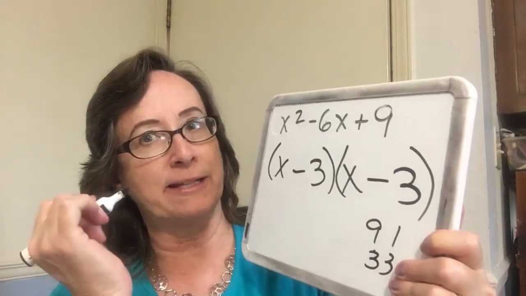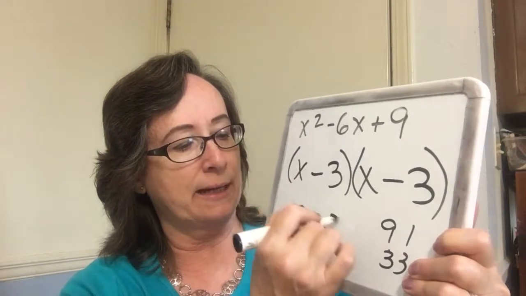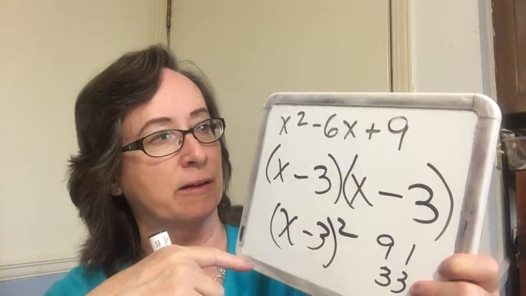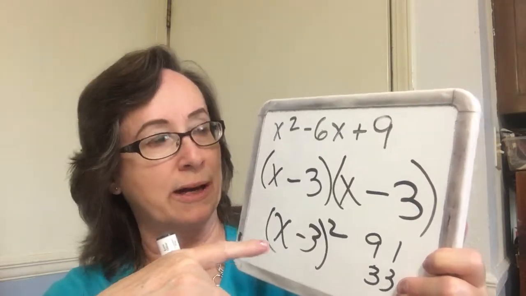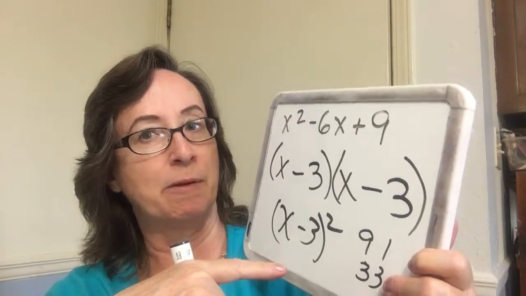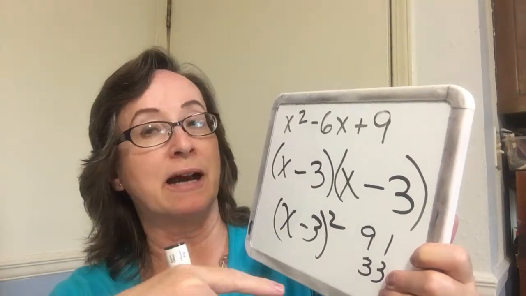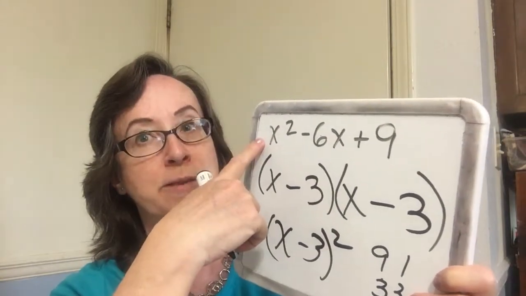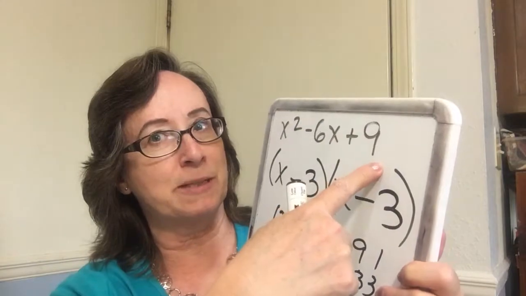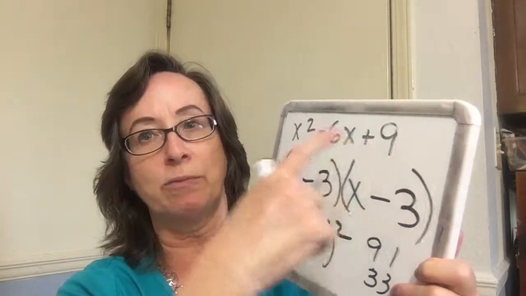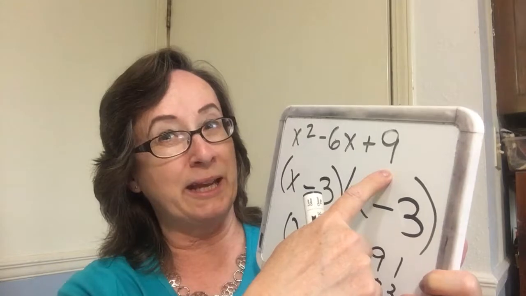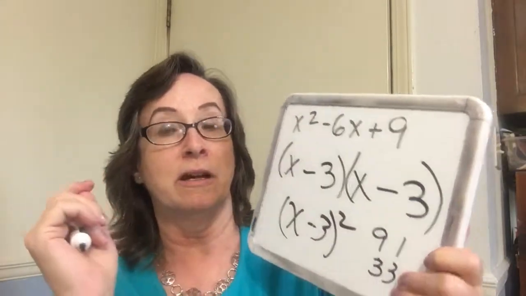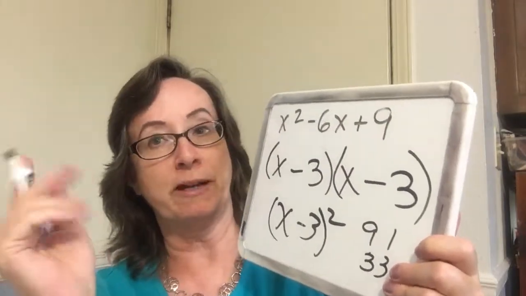And I end up with x minus 3, or x minus 3 squared, which makes this a perfect square trinomial, which we will talk about more in 7.3. But remember, the pattern that we will cover in 7.3 for a perfect square trinomial is the first term is a perfect square, the last term is a perfect square. If we take the square roots of each term, we get x and 3, and we double it, and we get 6x, which is the pattern for a perfect square trinomial.